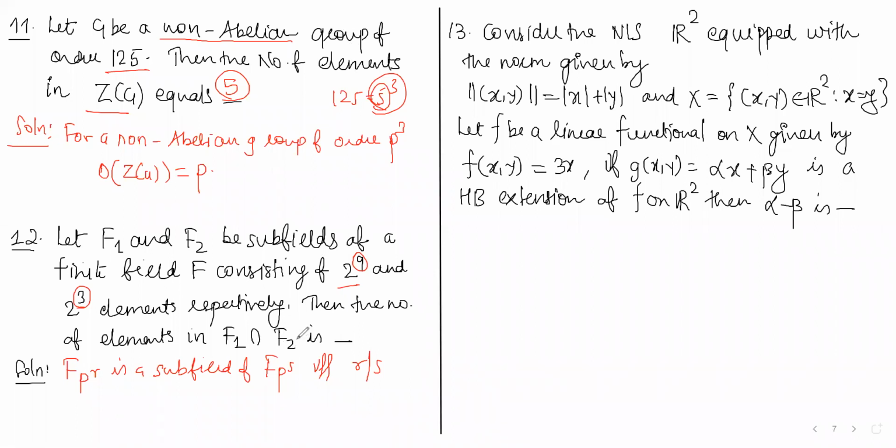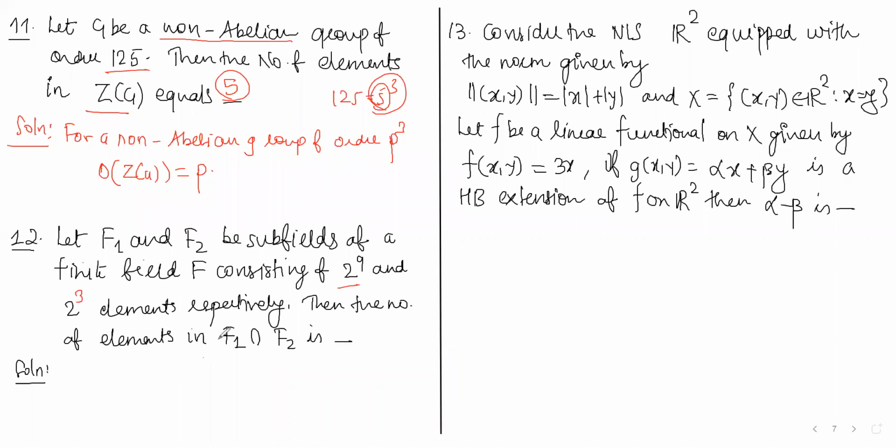But what we need actually is whether, once again, it's 2 power 3 and 2 power 4. All right, once again, I'm sorry. F1 and F2 are two subfields of a finite field F consisting of 2 power 9 and 2 power 3 respectively. This result will be used for the purpose, but the purpose here is different. So I'll erase this result because it is no longer needed right now.